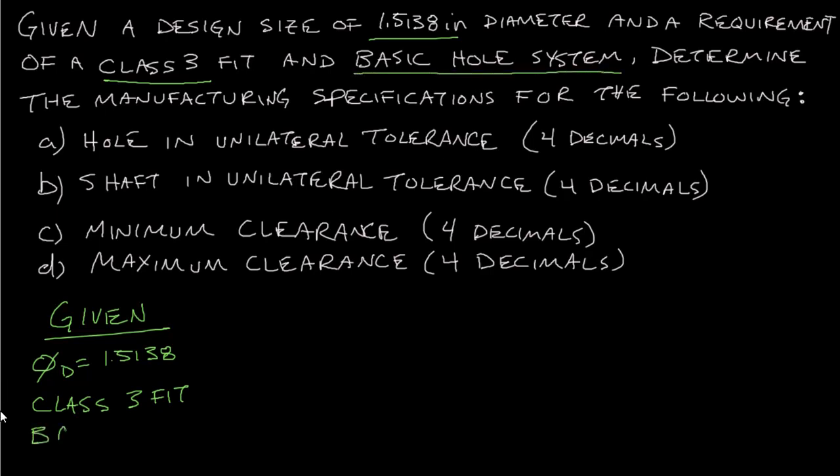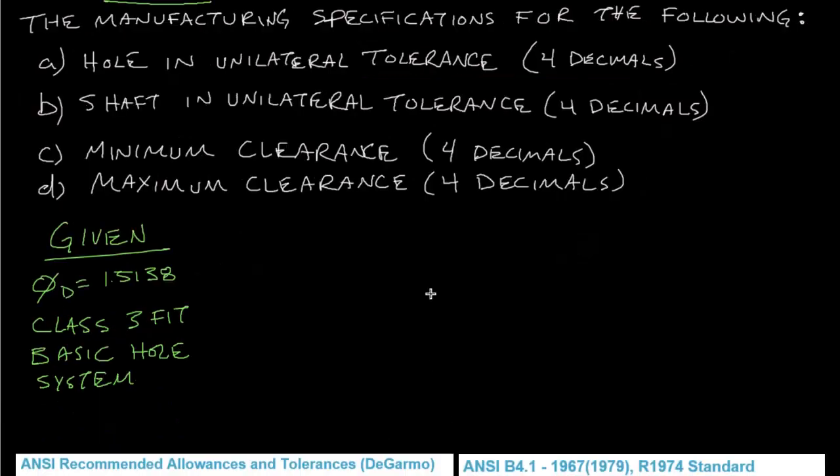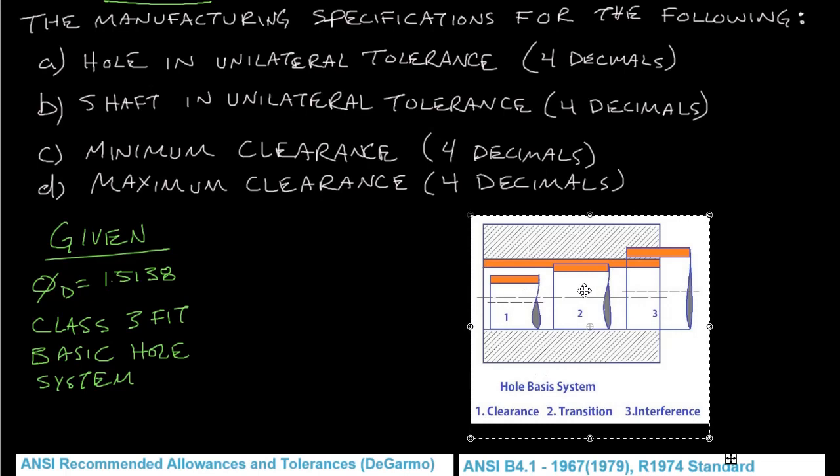Basic hole system. And I'm just going to copy in an image of what that means. So this is an image of the basic hole system. Now, what this means is the hole, you can see the hole diameter doesn't change here, depending on whether it's a clearance, a transition, or an interference fit. The shaft changes in diameter relative to the hole, in a clearance, transition, or interference fit.